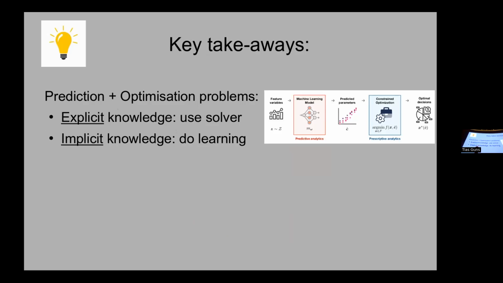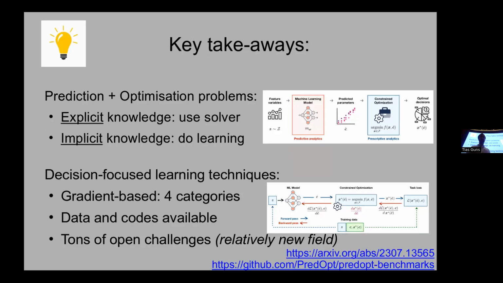Okay, so to close off, key takeaway: prediction plus optimization within the neurosymbolic landscape. And I think the idea is that let's use our solvers, let's use our techniques when we can make explicit constraints easy to formulate, and let's use machine learning and learning on the parts that are hard to formalize. And then with respect to decision-focused learning, I focus here especially on gradient-based methods, because then you can use neural networks as input. And we talked about 4 categories.